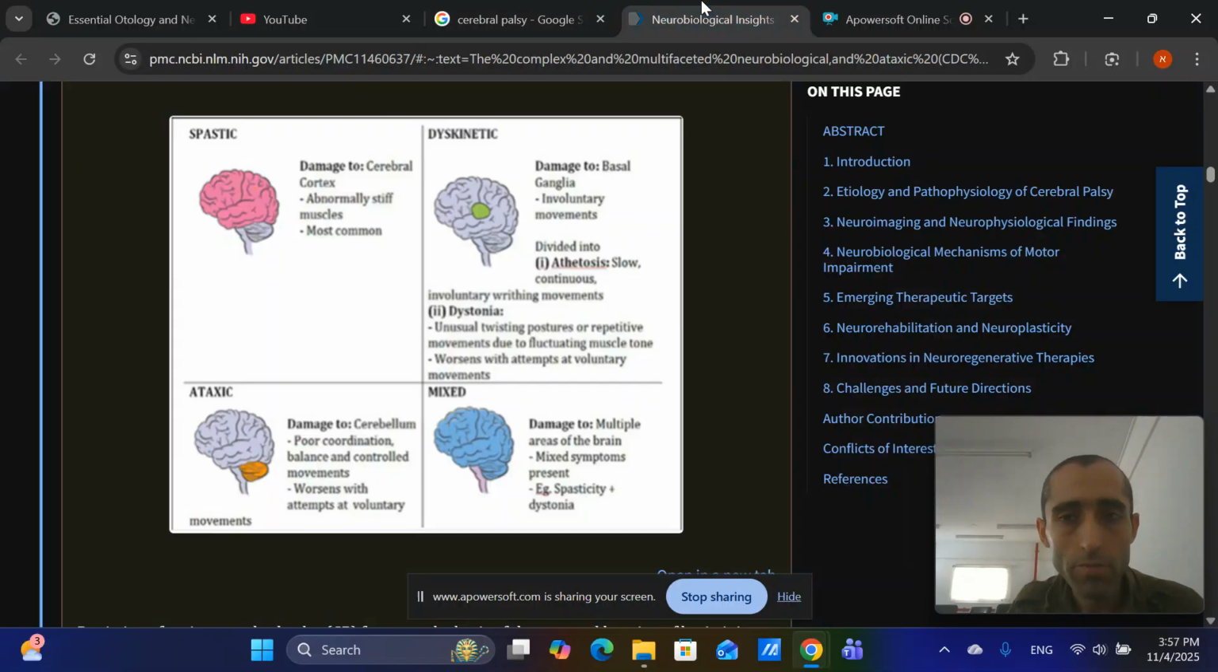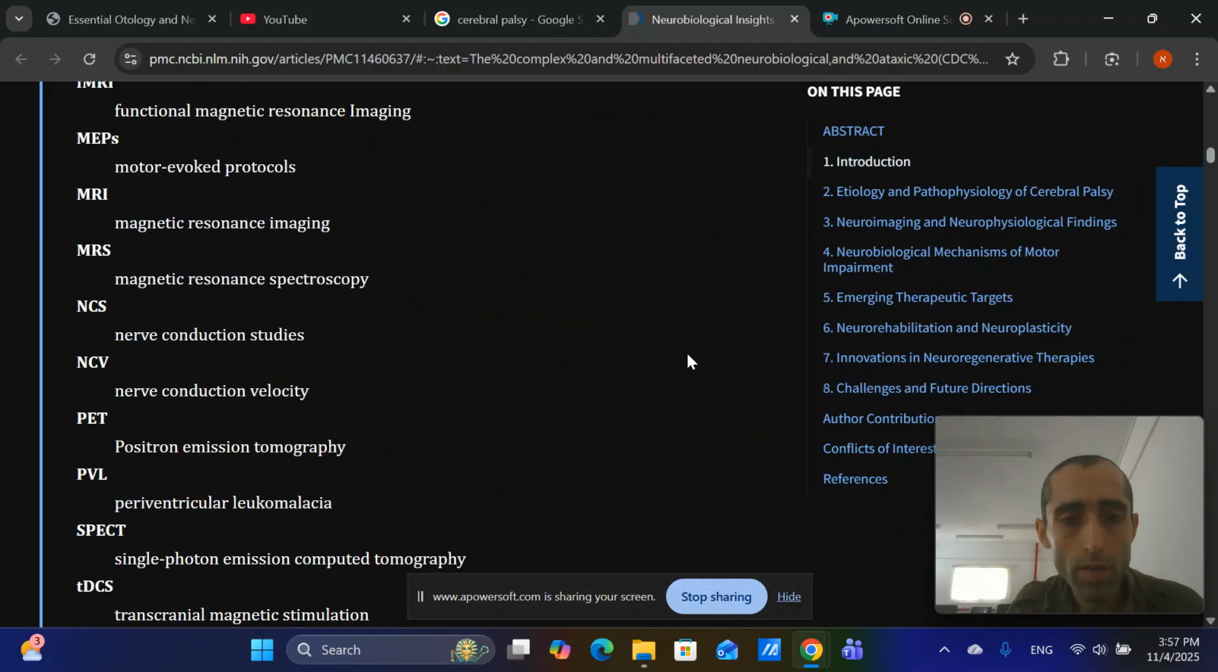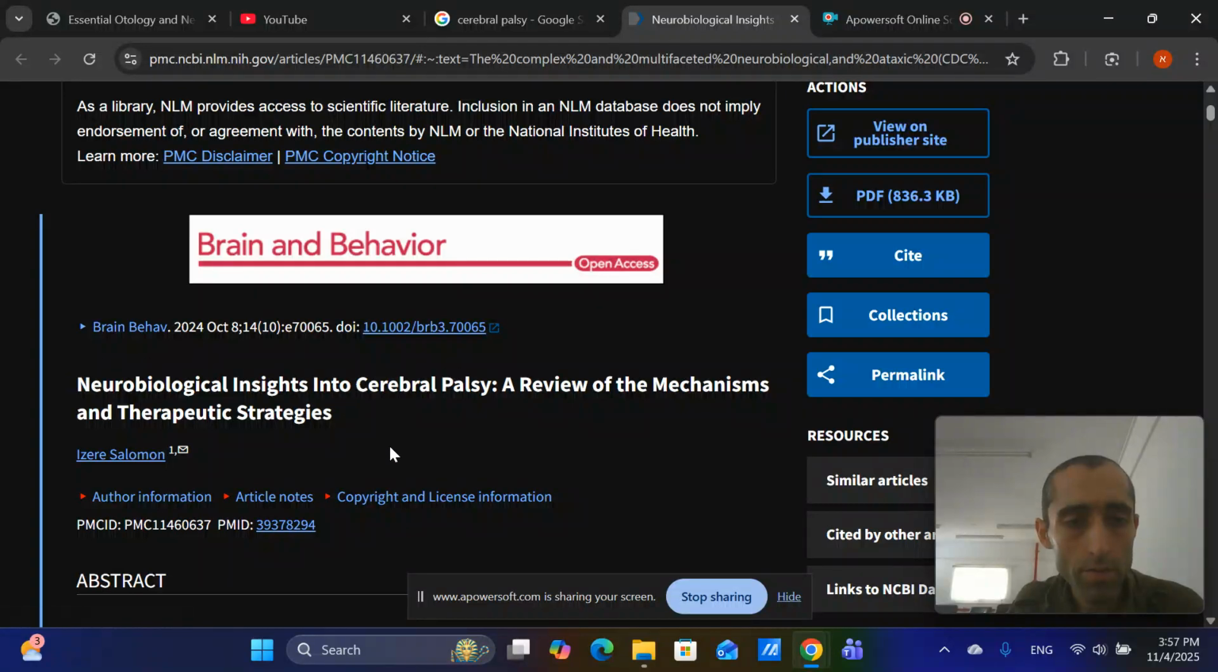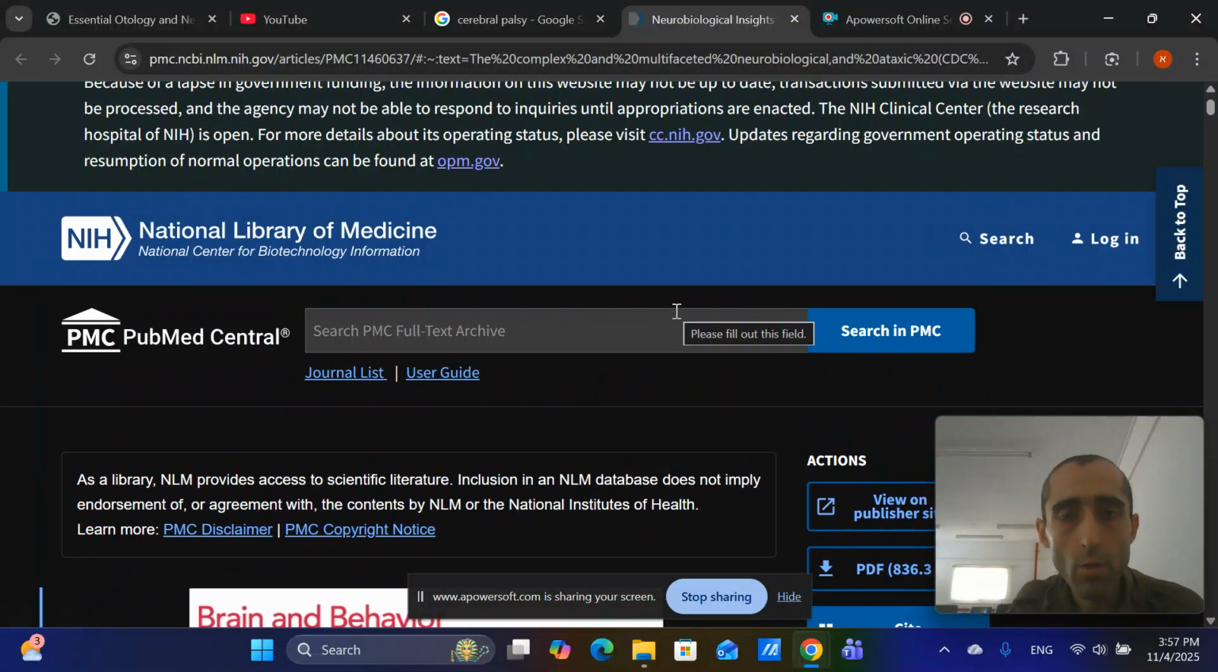Thank you very much. Thanks for this four types image from this paper, Neurobiological Insight into Cerebral Palsy. Thank you all very much, and this is about cerebral palsy in some words, CP.